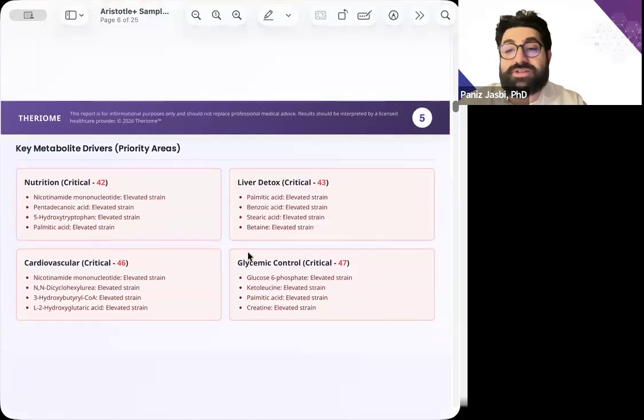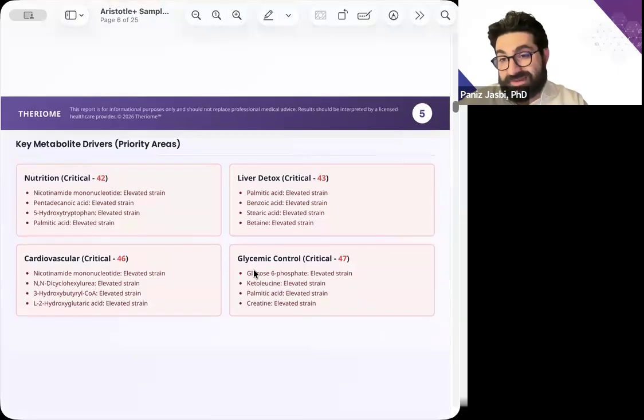Now let's go to page 6, where we see key metabolite drivers. And this page is useful for 2 reasons. First, it's going to give you a concise biochemical explanation for why the domains are scoring low. Second, it gives you a short list of markers that you can use to validate the direction of the protocol over time. And then in this sample report, you see drivers listed for nutrition, liver detox, cardiovascular, and glycemic control. The point is not to treat each metabolite directly. The point is to understand what class of dysfunction is being implied and to make sure your intervention plan actually matches that implied mechanism.